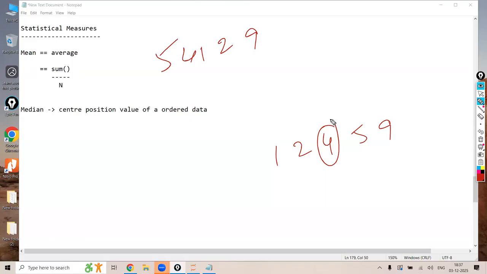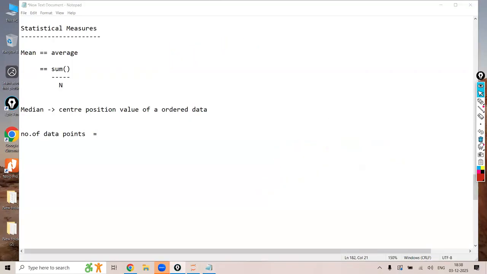What is meant by center position? The number of data points below the median and the number of data points above the median will be the same. Data points, or data values, or records. Sometimes we use the word record, and sometimes we use data points.